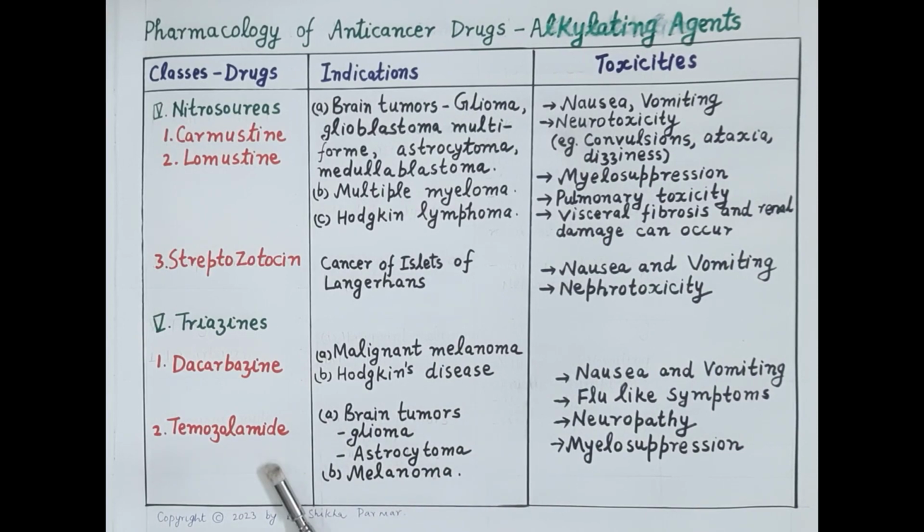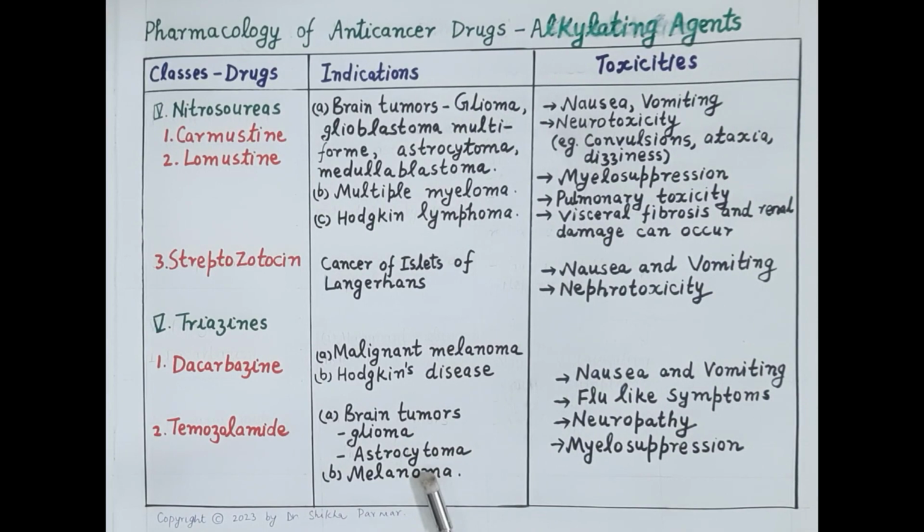Whereas temozolomide is very effective in brain tumors like glioma and astrocytoma, and it is also effectively used in the treatment of melanoma. Now, toxic effects of these drugs are nausea and vomiting, then flu-like symptoms, neuropathy, and myelosuppression.